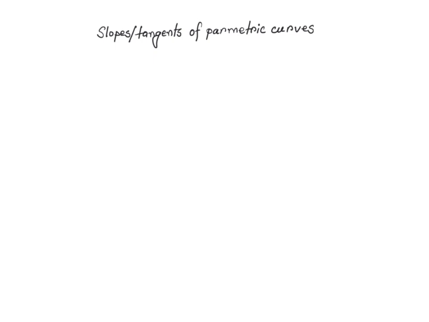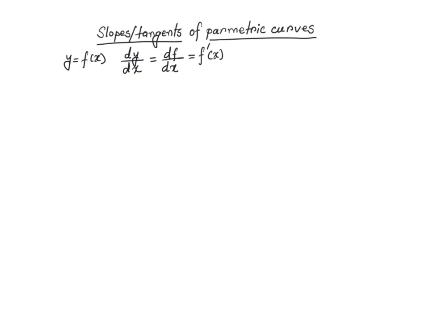In this video, I am going to find the slopes / tangents of parametric curves. In general, when we find the slope of a function, let's say our function is y is equal to f of x. How do we find the slope of this function? You just take the derivative with respect to x of both sides, right? So that is going to be dy over dx is equal to df over dx. Very simple, which is nothing but f prime of x, and that is the slope.